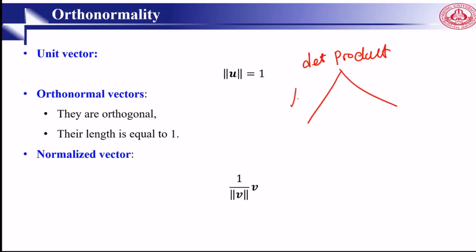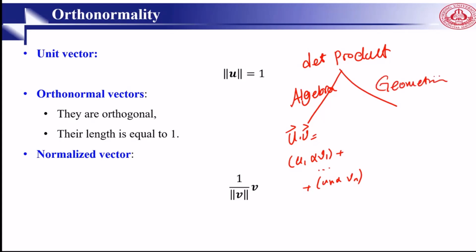If we go from the algebra point of view, we can say that, for example, u dot v, these are 2 vectors, is equal to u1 multiplied by v1 plus something plus un multiplied by vn. This is algebra. In case of geometric, we can say u dot v is equal to the norm of u times the norm of v times cosine theta, where theta is the angle between them.